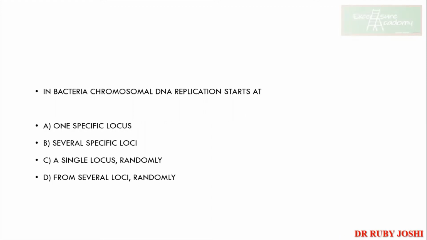What is the answer then? The correct answer is A, one specific locus. As I mentioned, there is only one origin in the case of bacteria, so that's why it is only one specific locus. In the case of eukaryotes, you have to say several specific loci. It can never be random, whether it is bacteria or eukaryotes. So bacteria have one specific locus, eukaryotes have several specific loci. Okay, good.